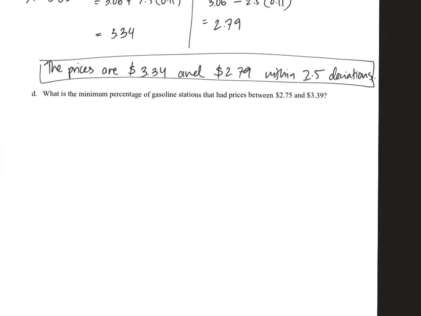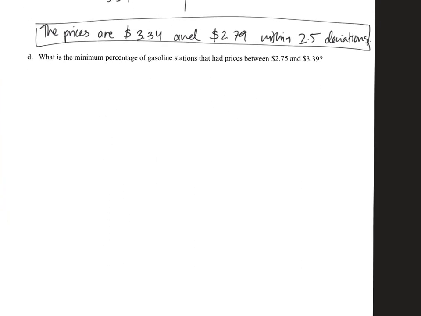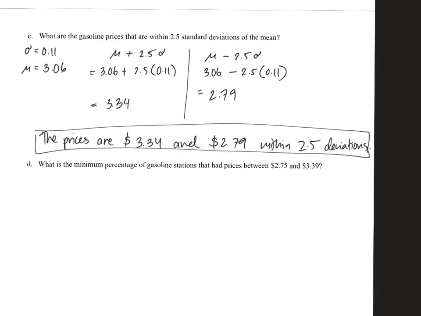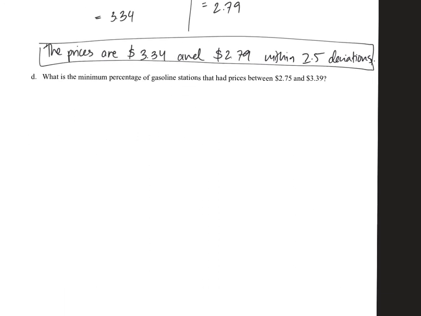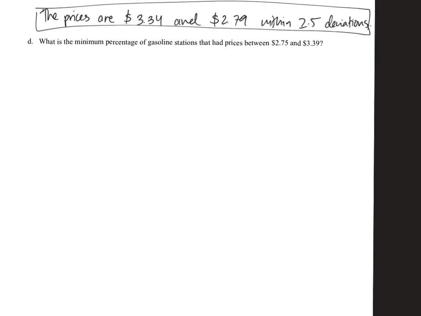All right, let's take a look at the last problem. What is the minimum percentage, once again looking at the key term minimum, of gasoline stations that has prices between $2.75 and $3.39? So this is kind of the reverse of the problem we just did. Last time we were given the standard deviations, and this time we're given the values. So what we want to do is first find out how many standard deviations away we'd be looking at.